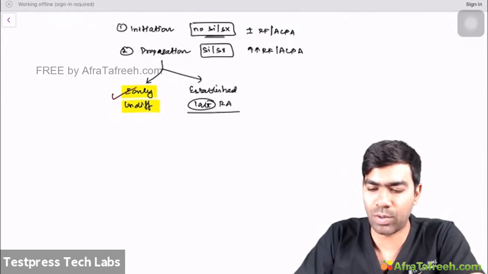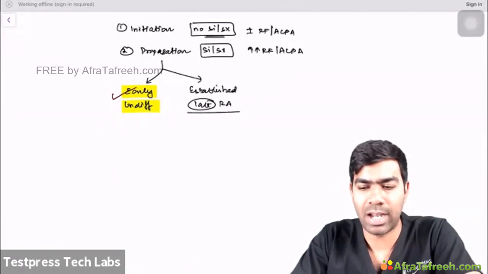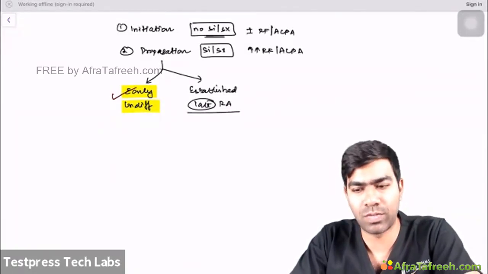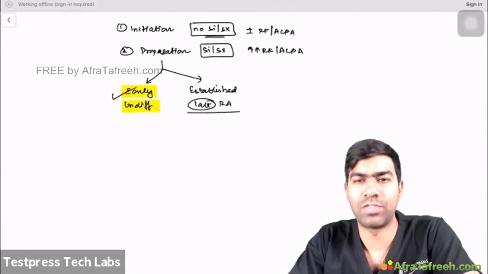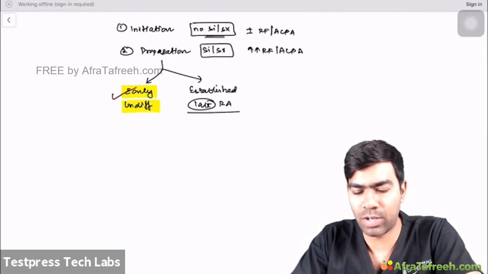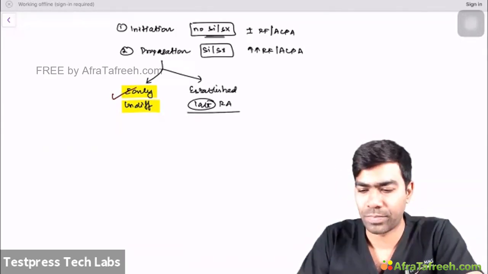If you treat only in the established or late stage of rheumatoid arthritis, the damage is already done. Even if you treat the patient and the patient goes into remission, the deformities or joint problems that are already there are very difficult to reverse. So that's why it's better to treat in the early undifferentiated stage of rheumatoid arthritis itself.